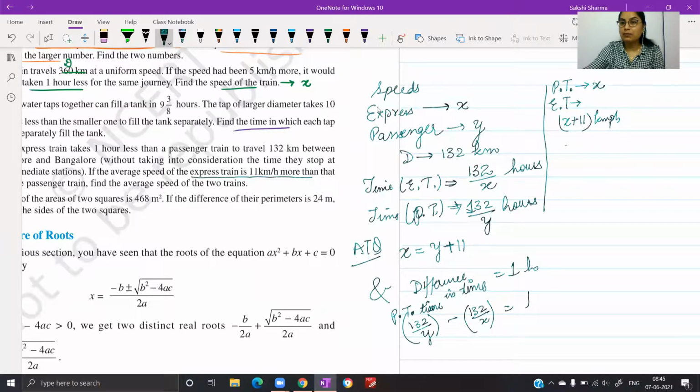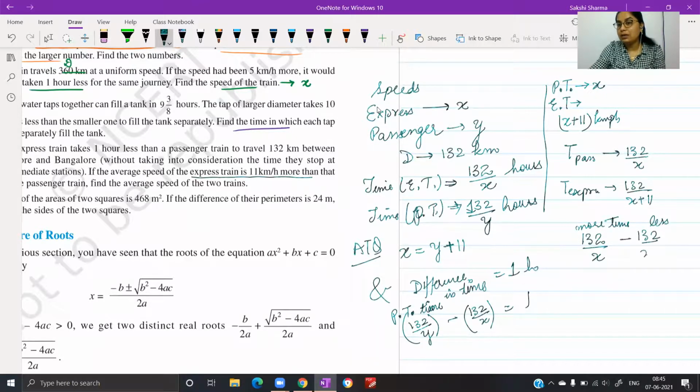Even in the second case, the time of the passenger train is 132 over x, and for the express train, the time is 132 over x plus 11. Difference जब आपने लिखना है तो passenger train का time पहले आएगा, ये ज्यादा है, minus the time taken by the express train. Can anyone tell me why this happens here? Without looking at the fact that the express train is faster, just by looking at these values, 132 by x and 132 over x plus 11, can you tell me which of the two is larger or smaller?